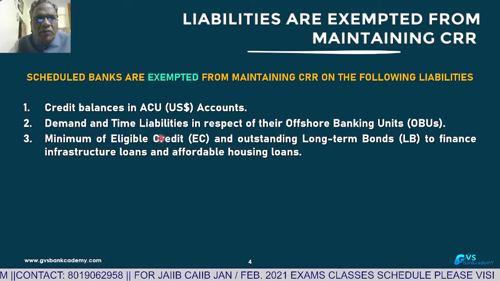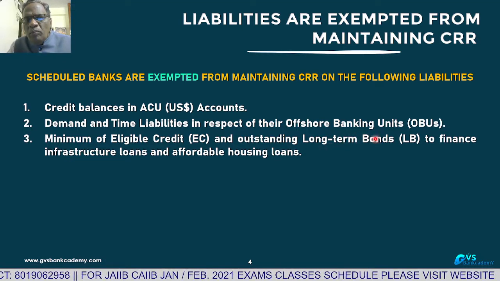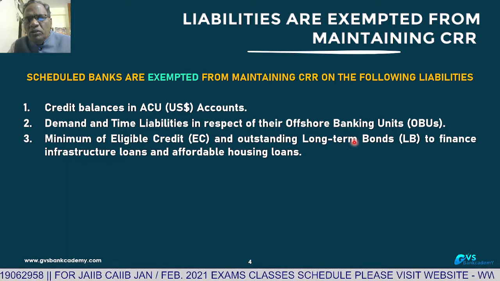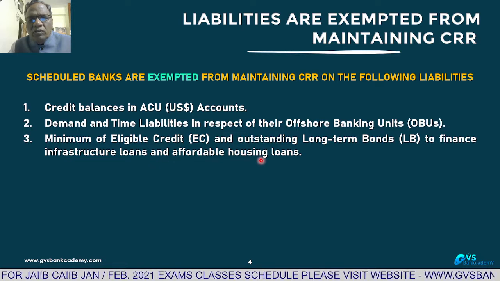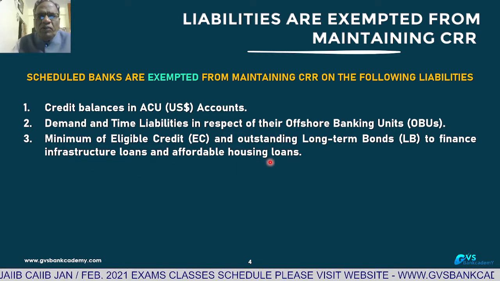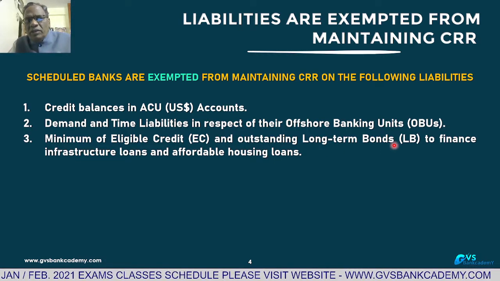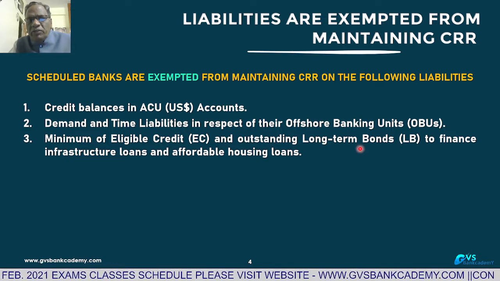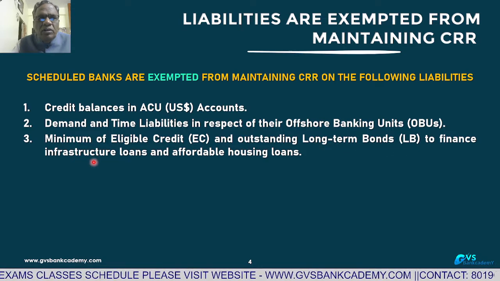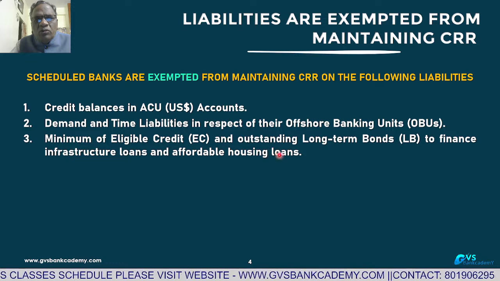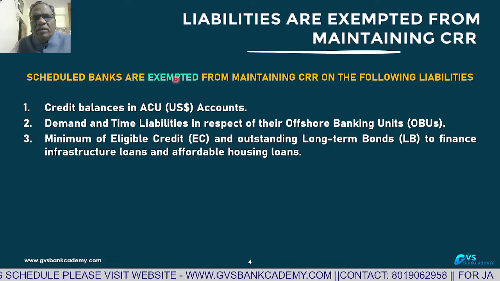Third point, minimum of eligible credit and outstanding long-term bonds issued by banks to finance infrastructure loans and affordable housing loans. If any bank has issued long-term bonds of more than 7 years to finance infrastructure loans and affordable housing, that amount is also exempted for maintenance of CRR. On these liabilities, banks are exempted for maintenance of CRR.